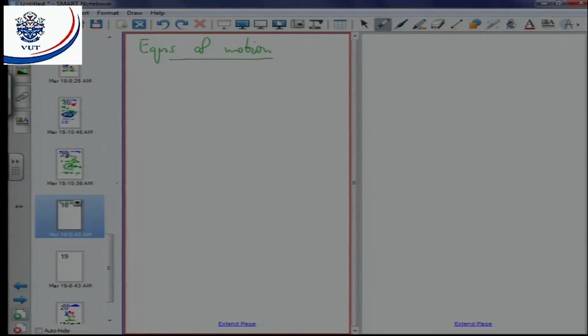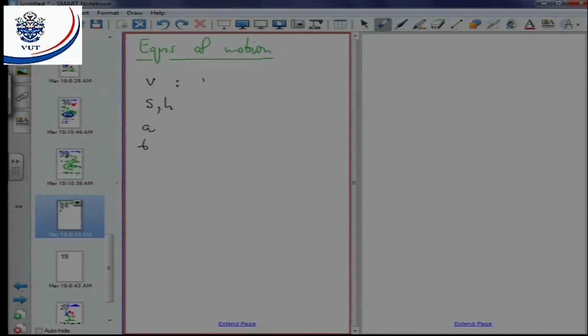Okay, so there are 4 equations of motion. I'm actually going to state them and then define the symbols. Just a reminder, we spoke about speed and we said we use V for speed. We had S or H for distance, A for acceleration, and T for time. So using these symbols, we differentiate between speed.